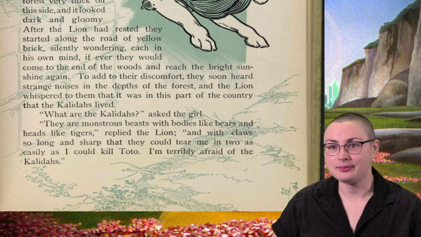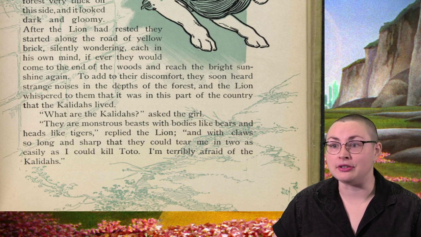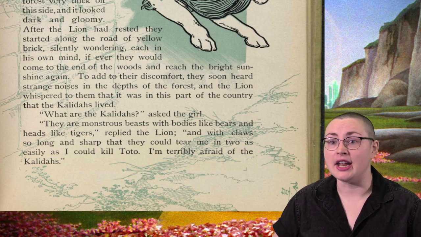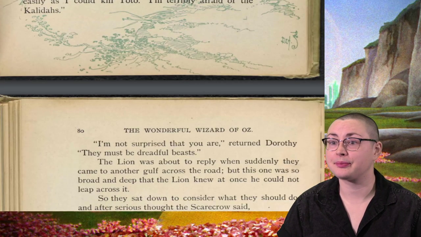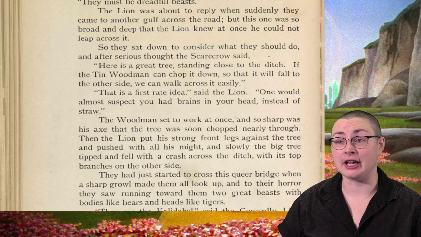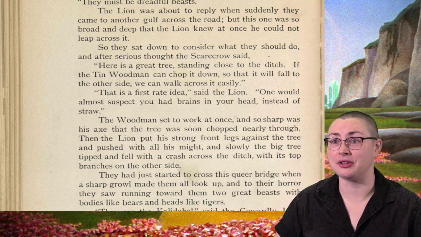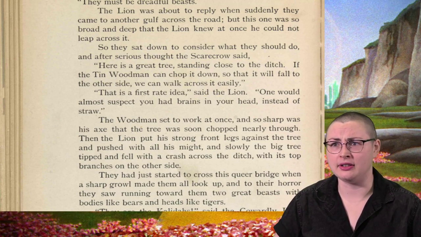"Kalidahs? What are the Kalidahs?" asked the girl. "They are monstrous beasts with bodies like bears and heads like tigers," replied the Lion, "and with claws so long and sharp they could tear me in two as easily as I could kill Toto. I'm terribly afraid of the Kalidahs." "I'm not surprised that you are," returned Dorothy. "They must be dreadful beasts."